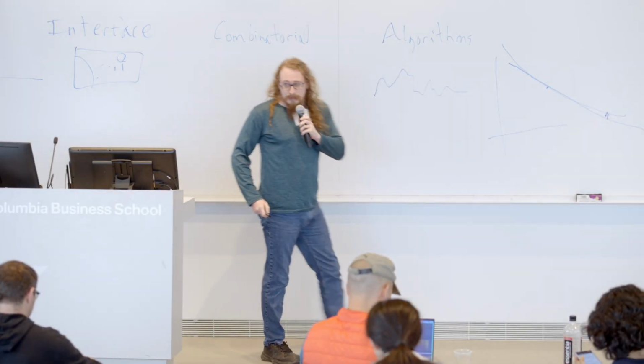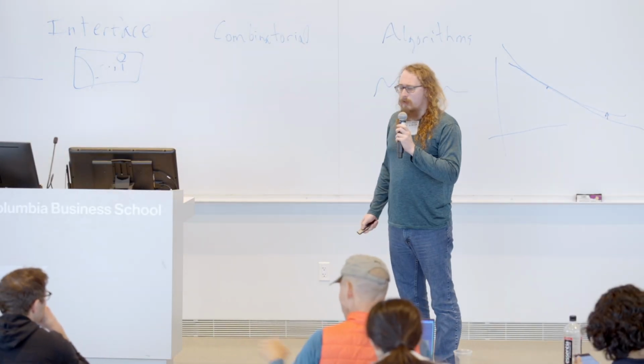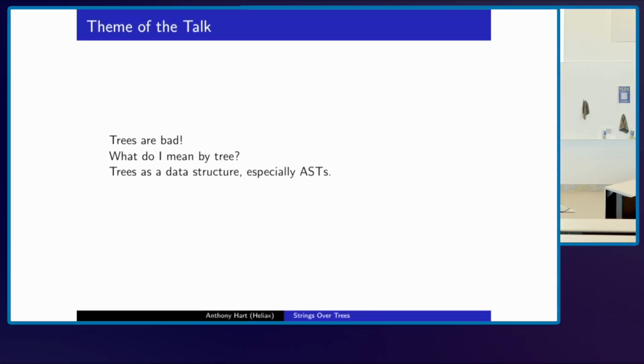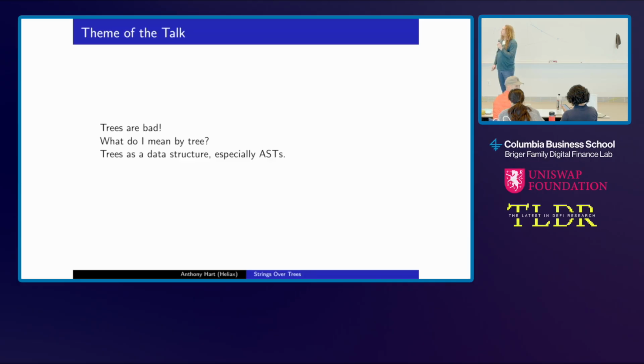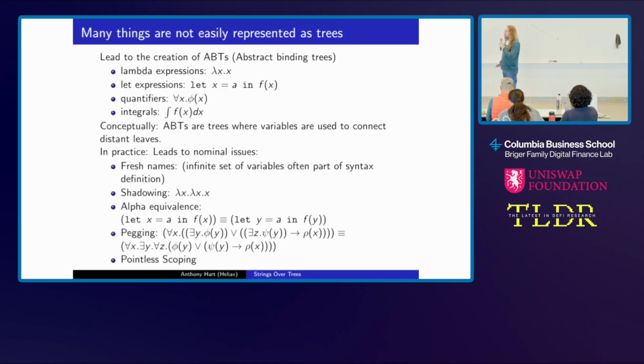I'm Anthony Hart. I'm a researcher at Heliax, and I'm here to talk to you about data structures. The theme of this talk is that trees are bad. What do I mean by trees? I mean trees as a data structure, specifically abstract syntax trees. Historically, there are a lot of things that we want to consider, which we've turned into trees even though they really aren't. Most of them become abstract binding trees.